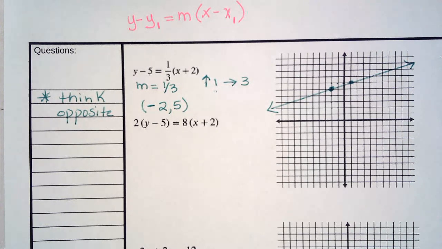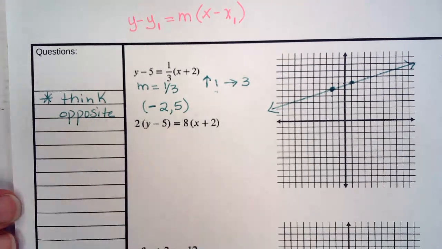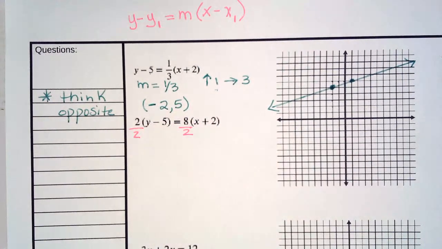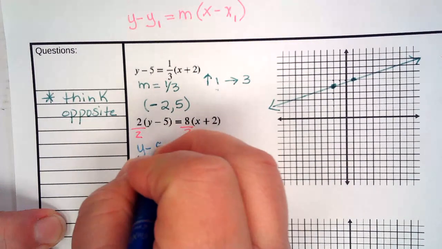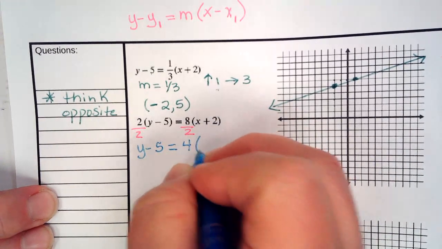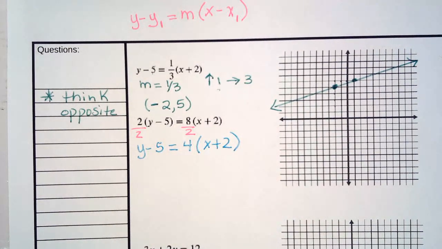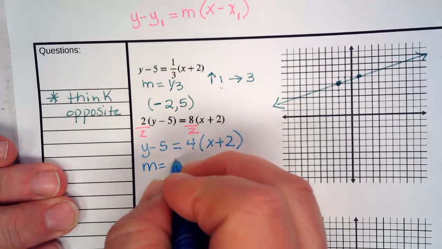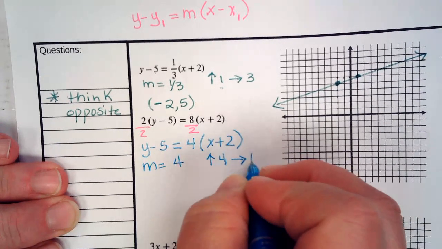For the next one, is it ready to go? No, because I've got a 2 here. That means I need to divide both sides by 2. Y minus 5 is equal to 8 divided by 2 is 4, parentheses, x plus 2. Now I'm ready to graph. What is my slope? 4. That means I go up 4 and I go right 1.